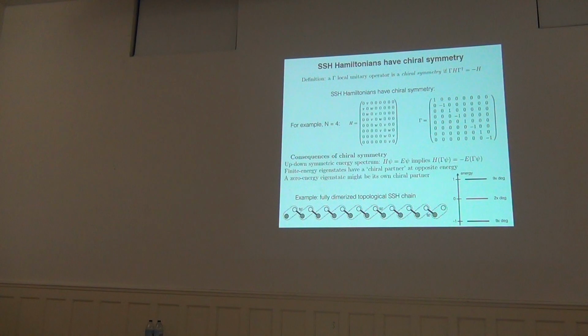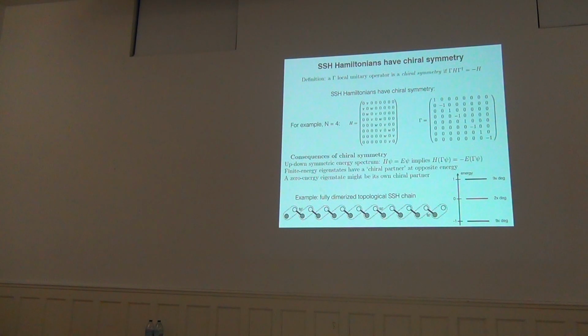Let's go to the example just to appreciate what it means. As I was showing you, the n equals 4, so 4-unit-cell SSH model has this very simple Hamiltonian with nearest neighbor hoppings, v, w, v, w, and so on. And it's very simple to check that this 8x8 matrix, where you have only diagonal entries 1, minus 1, 1, minus 1, 1, minus 1, 1, minus 1, is actually a chiral symmetry of this Hamiltonian. If you just do the matrix calculation, you can plug in gamma here, H here, gamma dagger here, and you find that you get minus H in the end.